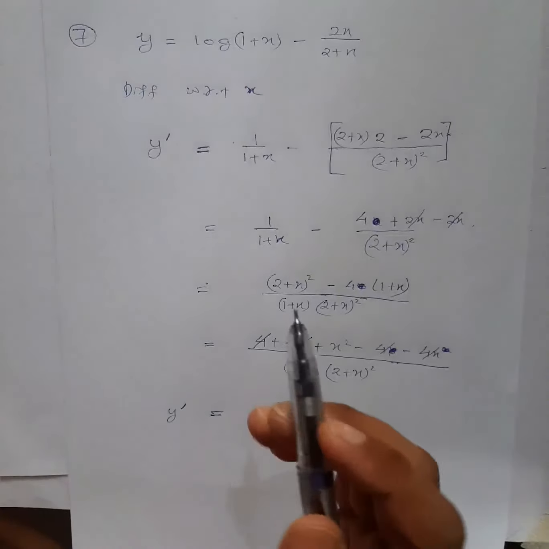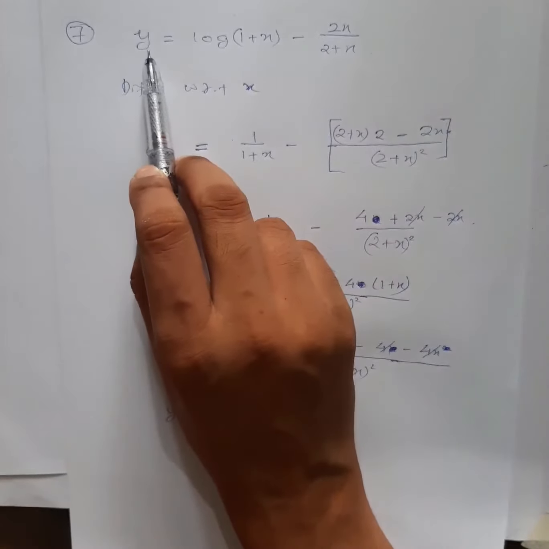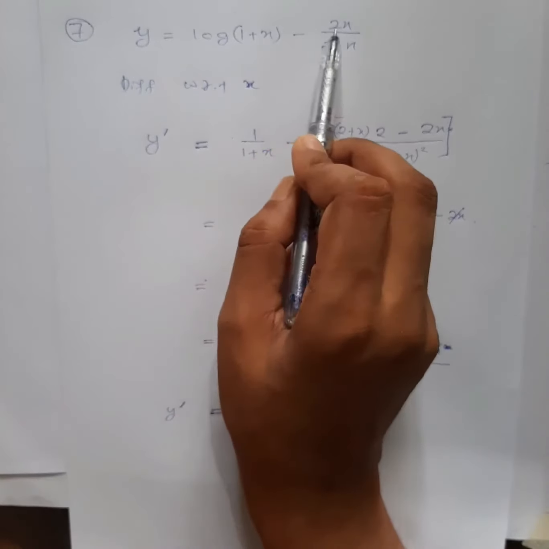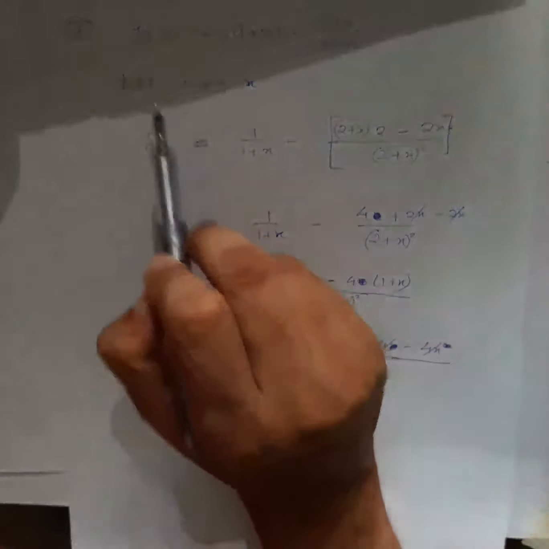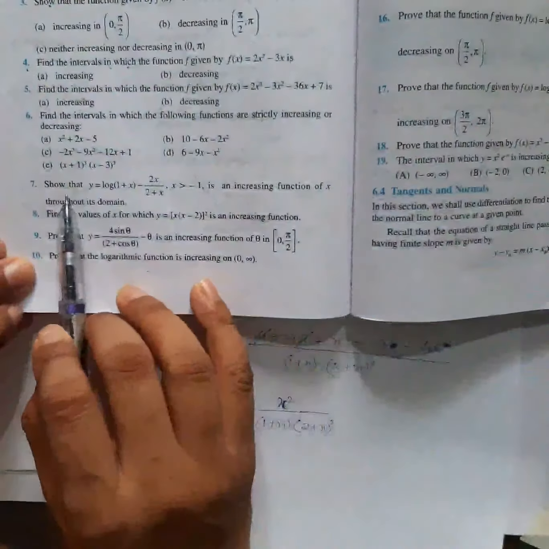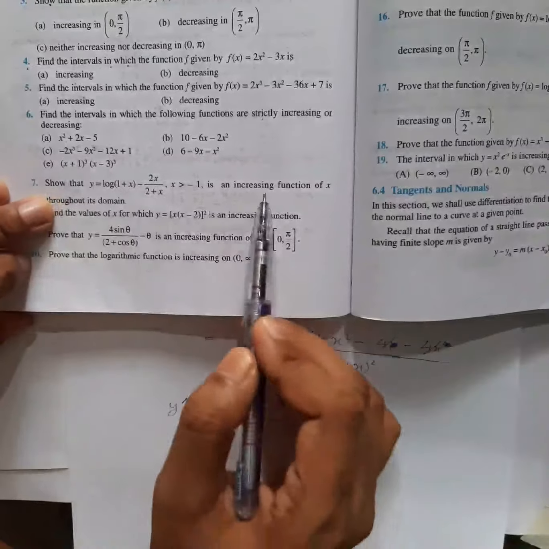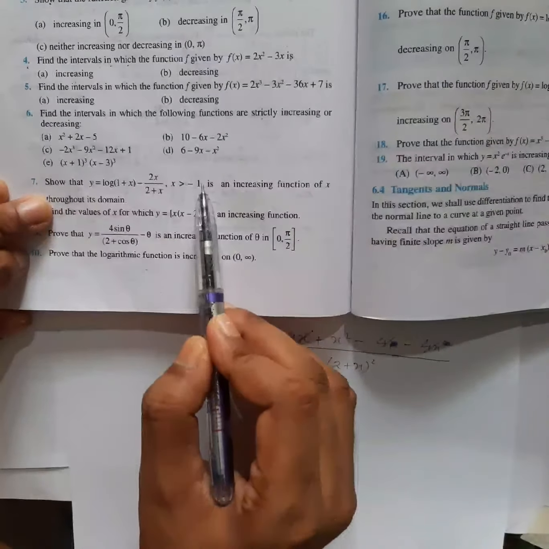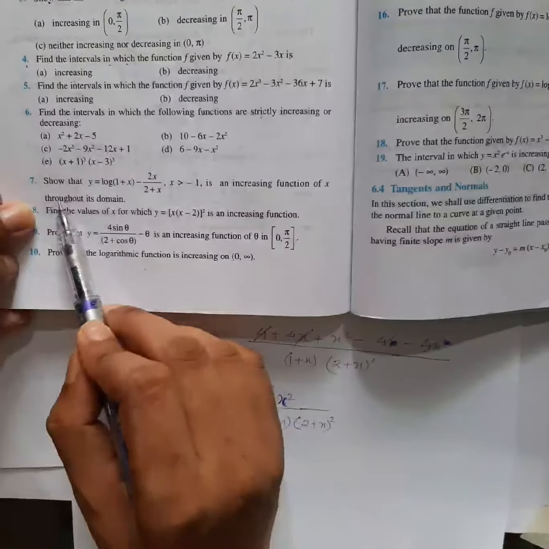Okay, students, so next, question number 7. Here the function is y = log(1 + x) − 2x/(2 + x), and they have asked you to show that this function is an increasing function of x throughout its domain, for x greater than −1.